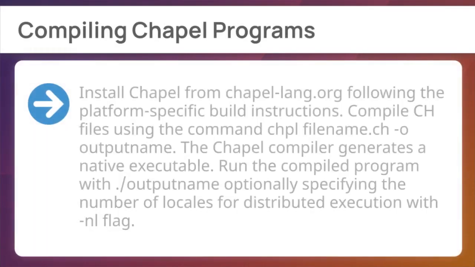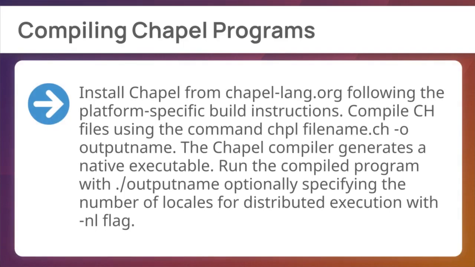First, compiling Chapel programs. Install Chapel from chapellang.org following the platform-specific build instructions. Compile CH files using the command chpl filename.ch -o outputname. The Chapel compiler generates a native executable. Run the compiled program with ./outputname, optionally specifying the number of locales for distributed execution with the -nl flag.